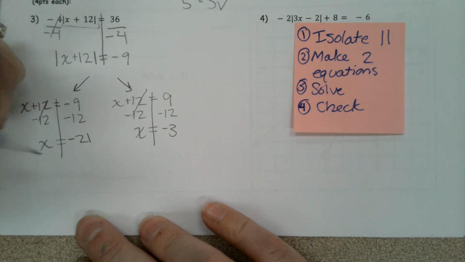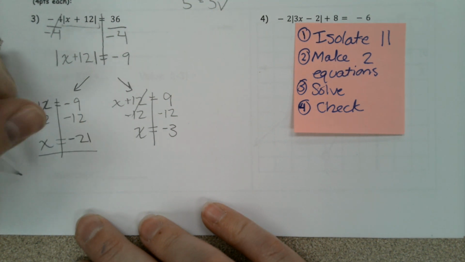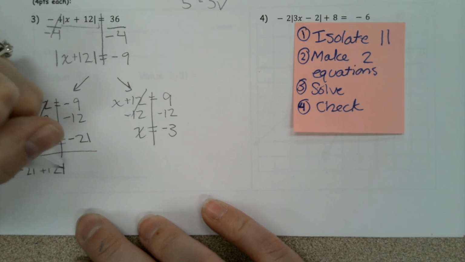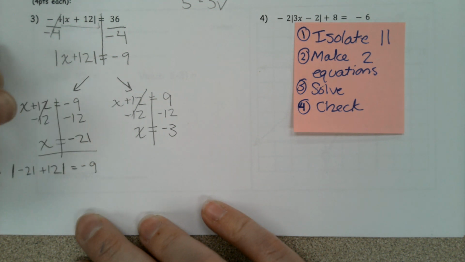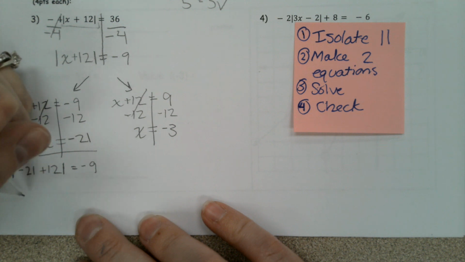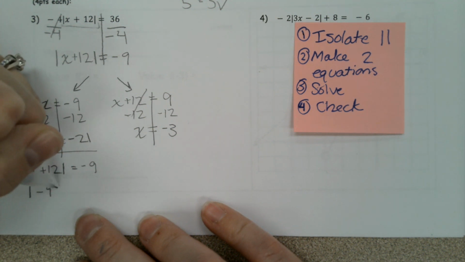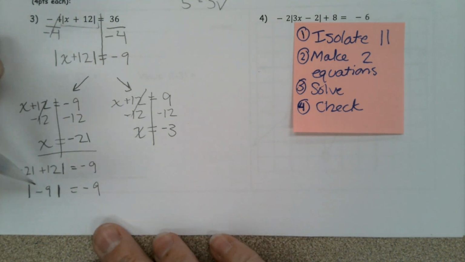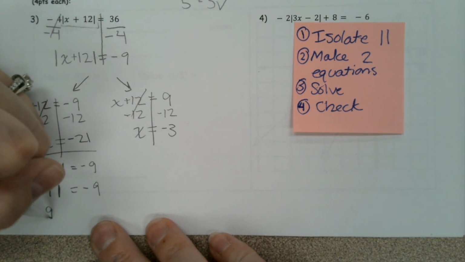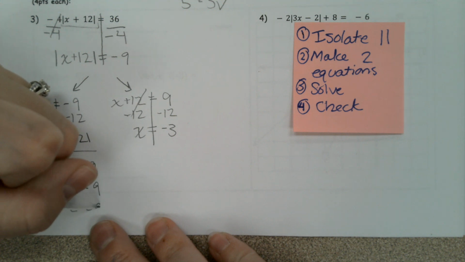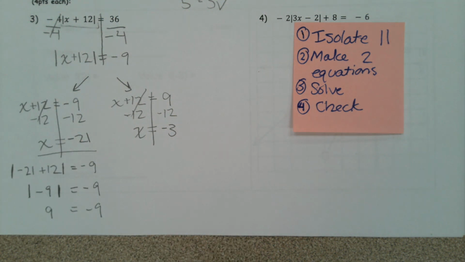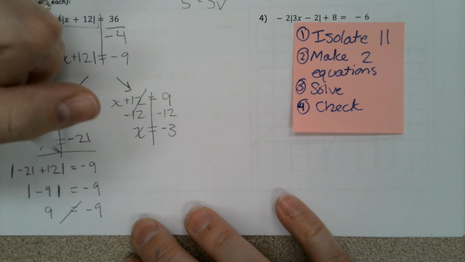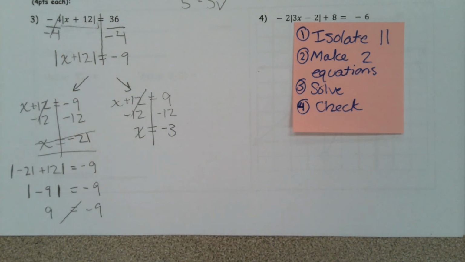So for negative 21, just going to check it over here. Absolute value of negative 21 plus 12 equals negative 9. Negative 21 plus 12 is negative 9, equals negative 9. Absolute value of negative 9 turns it into a positive 9, and the right side is still negative. This does not work. So x equals negative 21 is not a solution.